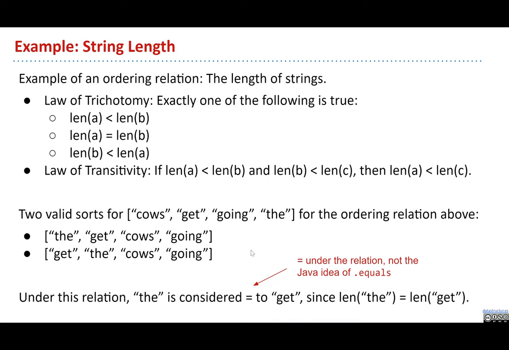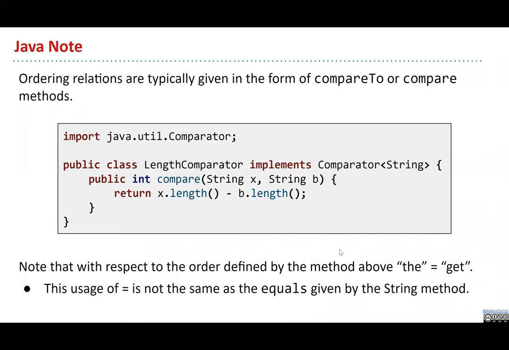So it's neither the case that A is less than B or B is less than A. So the only remaining possibility is that it is equal. And I want to point out that that's distinct from dot equals. Okay. Now ordering relations in Java are typically given in the form of a compareTo or a compare method.